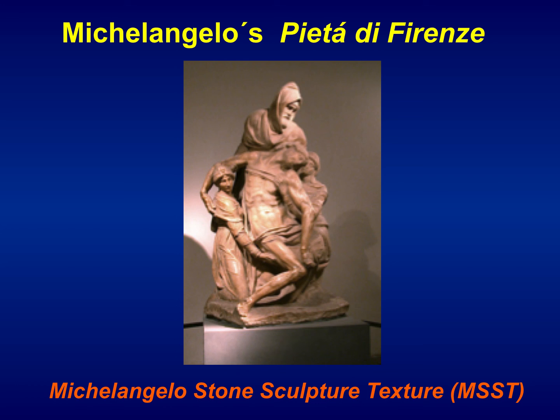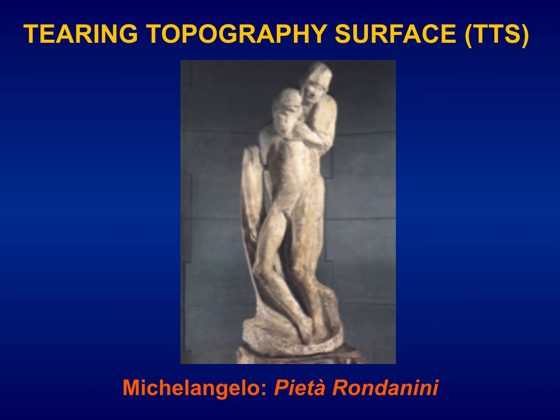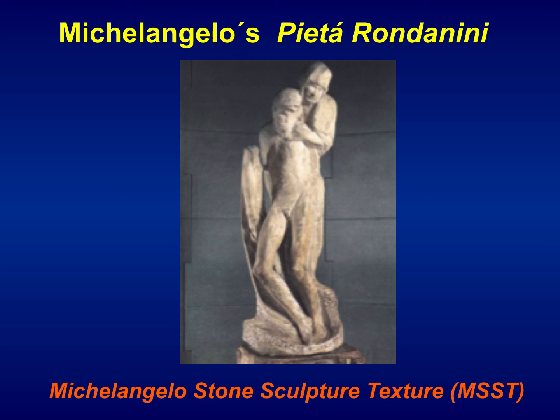of hydrogen-assisted microdamage. Another work by Michelangelo, the unfinished Pietà Rondanini, also resembles the tearing topography surface, TTS, the zone associated with hydrogen-assisted microdamage in pearlite microstructures. This Michelangelo's Pietà Rondanini allows us a definition of Michelangelo stone sculpture texture, MSST, resembling the aspect of the hydrogen-assisted microdamage at the micro level. Hydrogen-assisted microdamage in the form of tearing topography surface in pearlite.